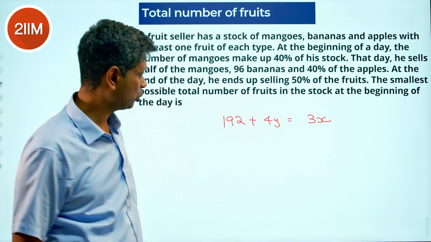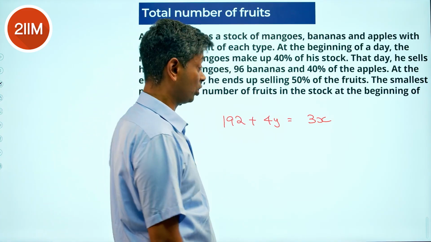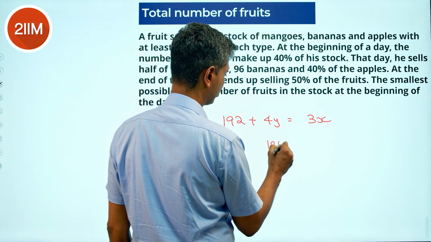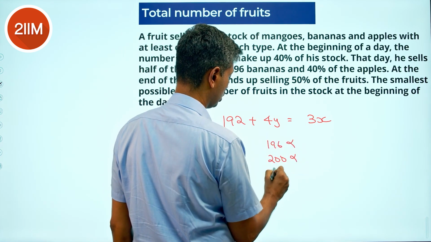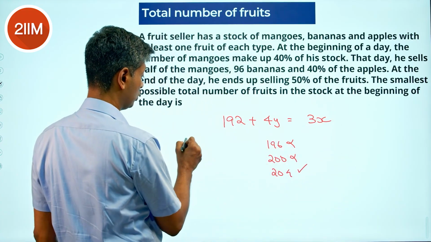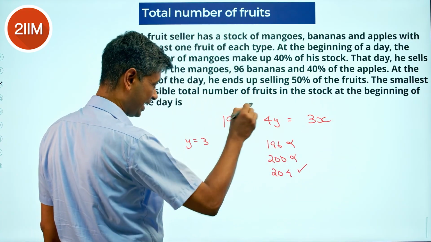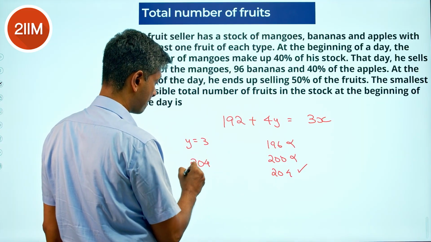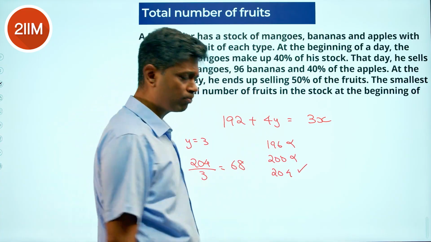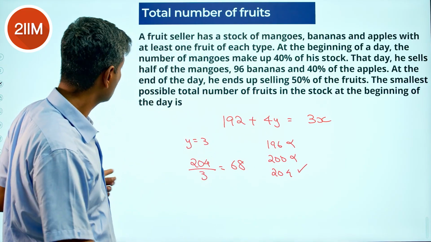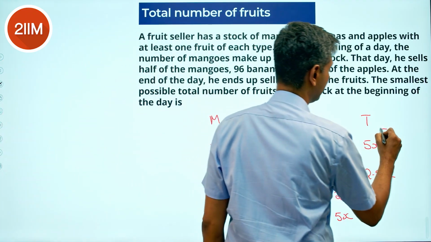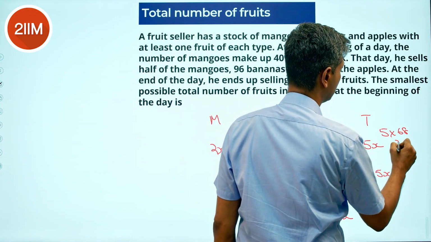So we want to find as small a value for y and x. Then it will work. And if I put y as 1, 196 is not a multiple of 3. Y as 2, 200 doesn't work. 204 is a multiple of 3. So if y were equal to 3, then x would be 204 by 3, which is 68. That's the smallest value x can take. Smallest possible total number of fruits in the stock is 5x. This is 5 into 68, which is 340.